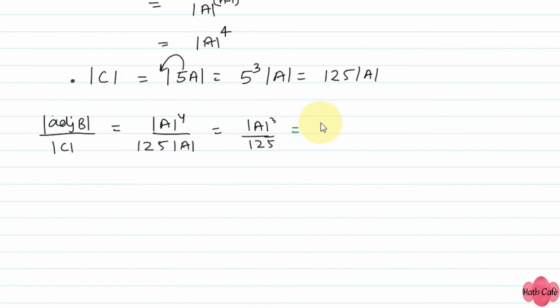So this is nothing but 5 cube divided by 125, which is 125 divided by 125. The final answer will be 1.